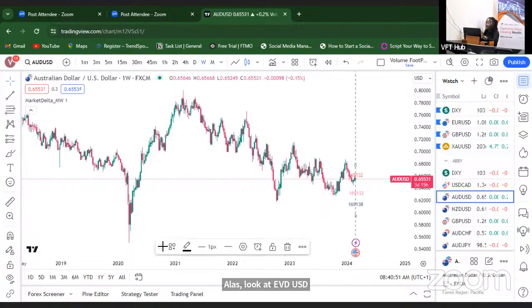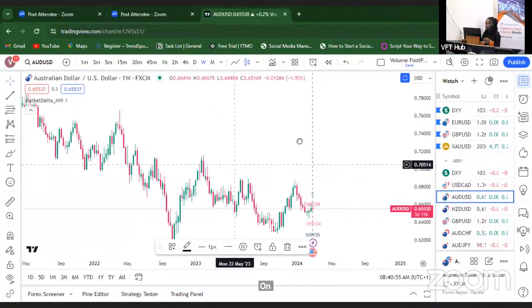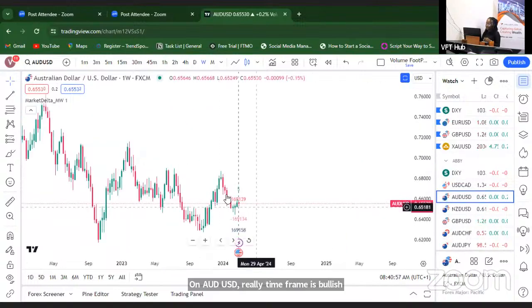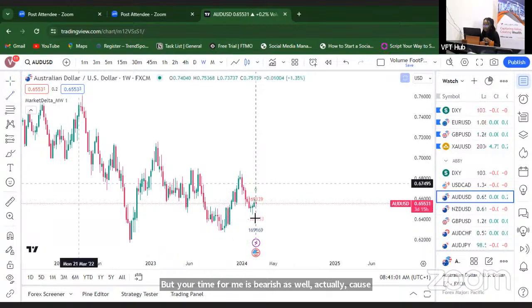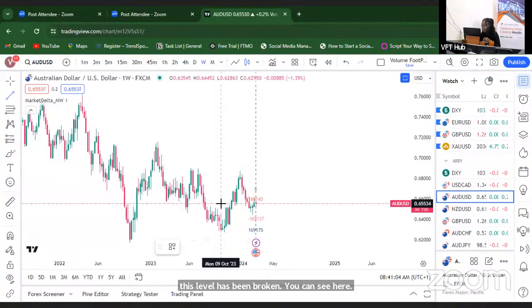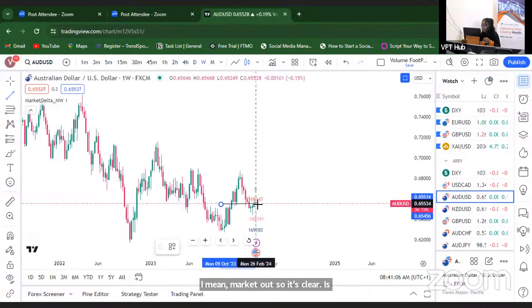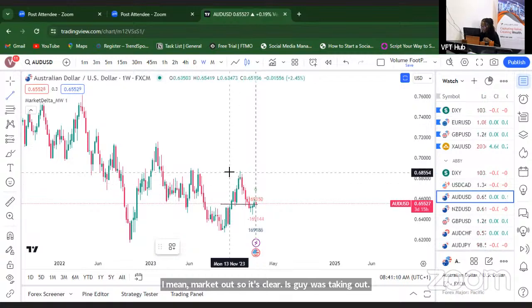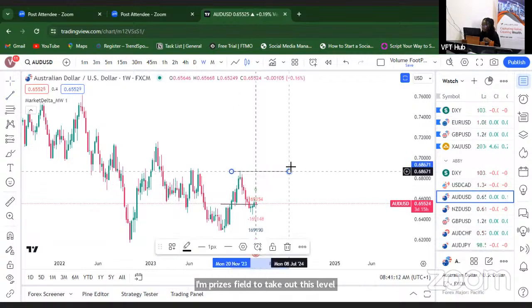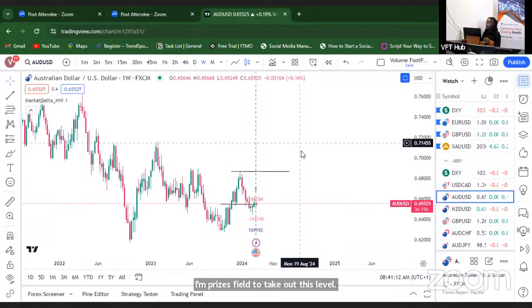On AUD USD, weekly time frame is bullish. Weekly time frame is bearish as well, actually, because this level has been broken. You can see here. Let me mark it out so it's clear. This guy was taken out, and price has failed to take out this level. It's still all the way down there. So we're seeing bearishness on AUD USD as well.